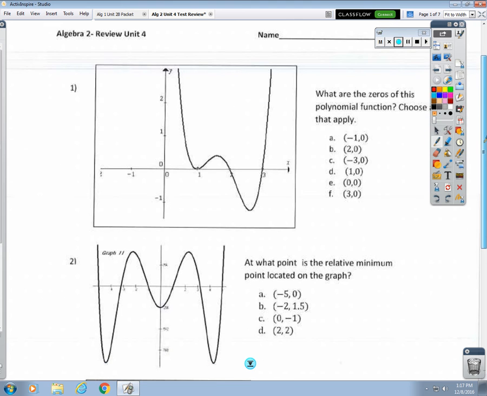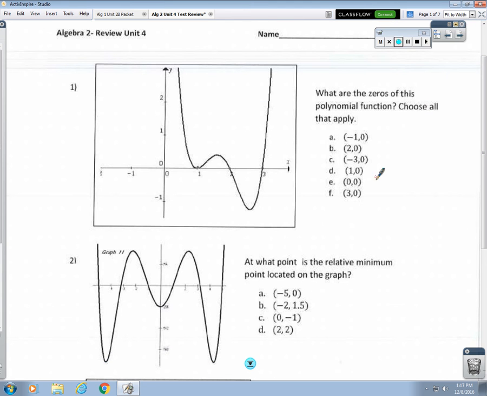Okay, here we go. Number 1. What are the zeros of this polynomial function? Choose all that apply. So what is the question asking you to find? What are the zeros? Well, what's the definition of zeros?